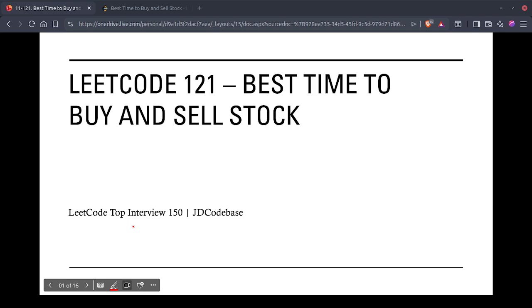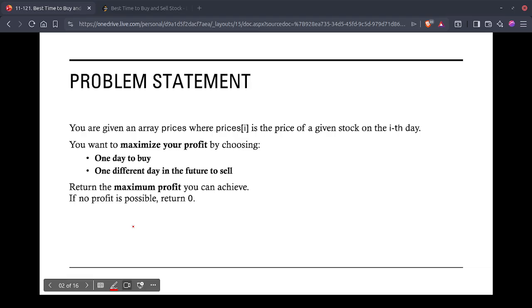Today we are solving LeetCode 121, Best Time to Buy and Sell Stock, from the LeetCode Top Interview 150 series. This problem looks very simple, but trust me, it teaches a very important way of thinking that you will use again and again in array and greedy problems. So let's understand it slowly from scratch.